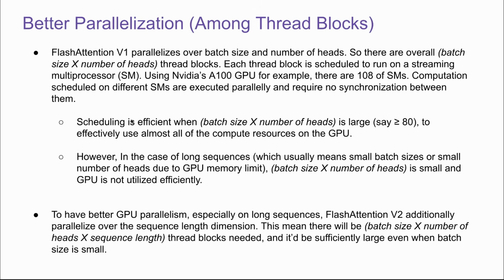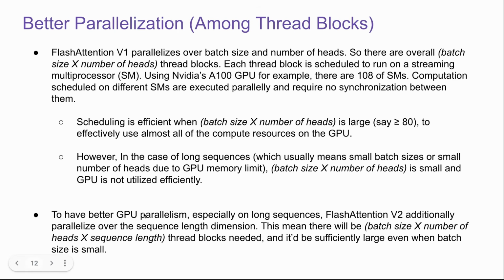Scheduling is usually considered efficient when this number is, say, larger than 80, since the total number is around 108, to effectively use almost all the compute resources on the GPU. However, in the case of long sequences, which is very common in today's advanced LLMs, this usually means small batch size or small number of heads due to GPU memory limits. So this number is going to be small and the GPU is not utilized efficiently.